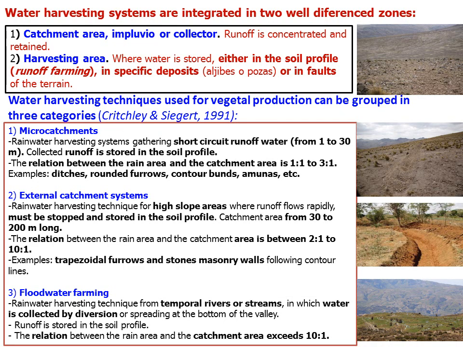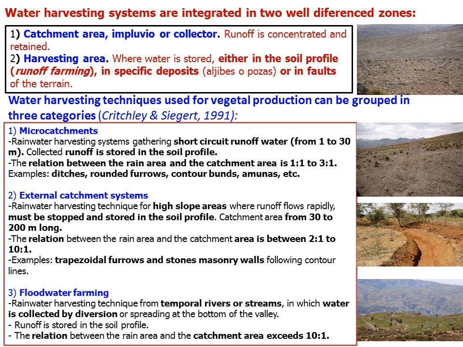So, the water harvesting systems are integrated into well-differentiated zones: the catchment area, also called impluvio or collector, where runoff water is concentrated and retained, and the harvesting area, where water is stored either in the soil profile, what is called runoff farming, in specific deposits, such as aljibes or any store device, or in folds of the terrain.